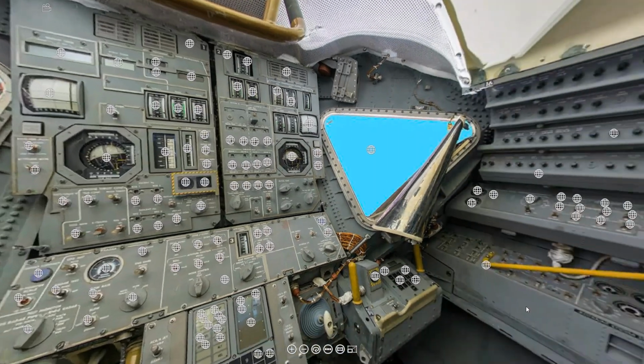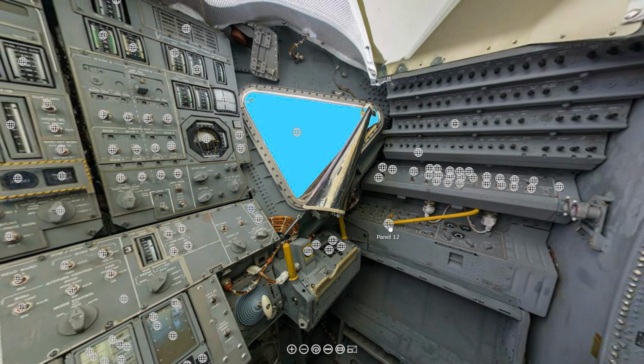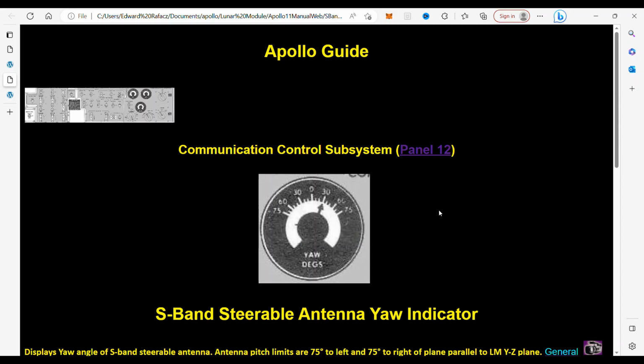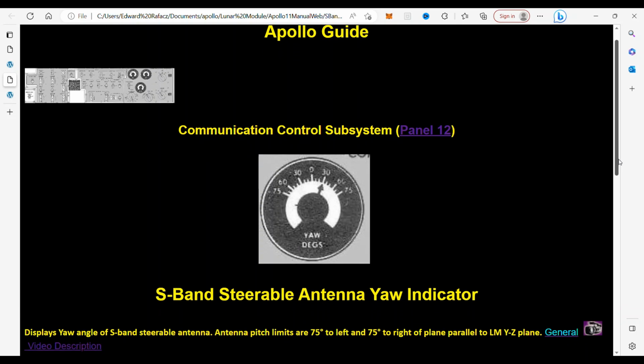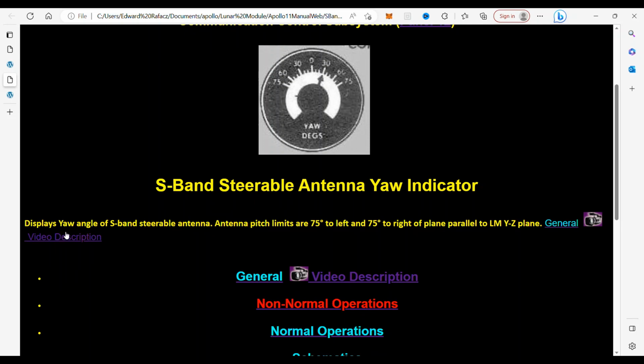And to find that indicator, we have to come over to panel 12, which is communication, and the antenna yaw indicator. And when we click on it, we get to the S-Band steerable antenna yaw indicator. What this indicator does is display the yaw angle of the S-band steerable antenna.